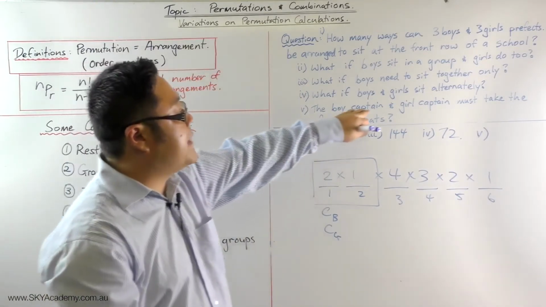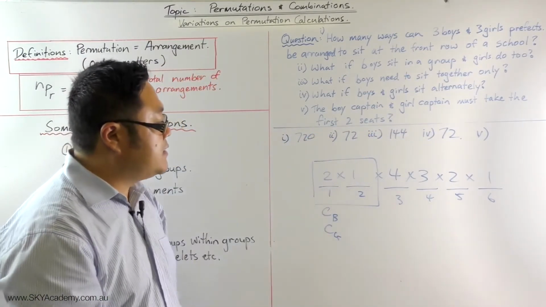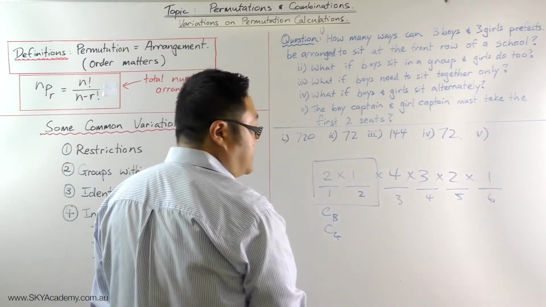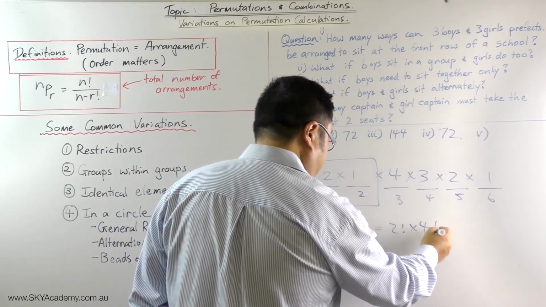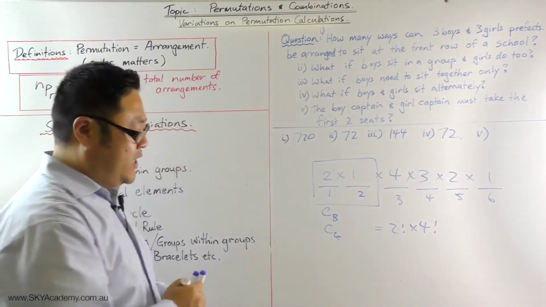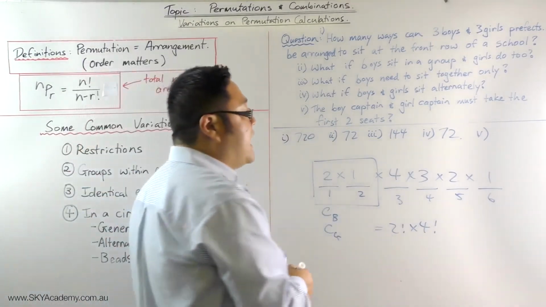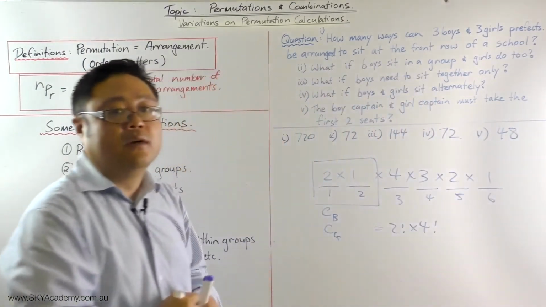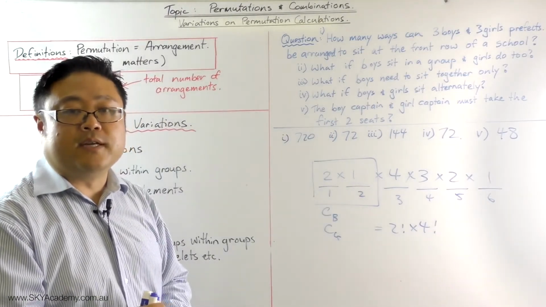So what is the answer for part 5? All right, if the boy captain and the girl captain must occupy the first two seats, well, we have 2 times 4 factorial. Does that make sense? Or 2 factorial times 4 factorial. Now, what's 4 factorial again? 24. 24 times 2, the answer is there'll be 48 arrangements, there'll be 48 permutations where the boy captain and the girl captain take up the first 2 seats.